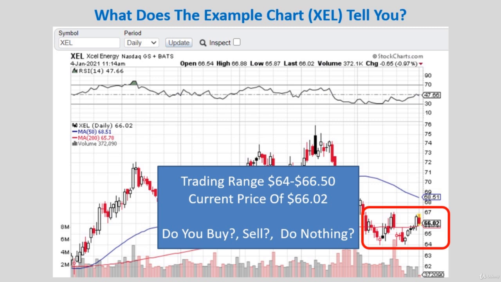Now, do you buy? Do you sell? Do you do nothing? Well, that's what we'll learn about in the course. But if you think about it common sense wise, you could say, well, if I'm in this trading range of $64 to $66.50, and right now I'm at 66.02, there's not a lot of room to go up. In fact, there might be more downside risk than upside gain. So that might be one way you can look at it as well.